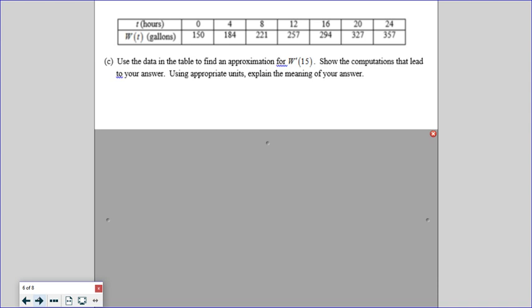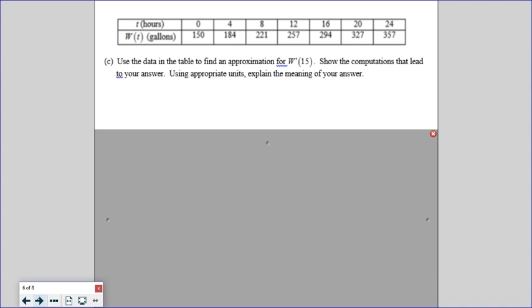And this is where we've got to also remember what that's related to, W prime of 15. And we are finding an approximation for that. So let's talk about how we can find an approximation for the derivative at 15. Well, the derivative at 15 would be the slope of the tangent line. Are you with me on that?